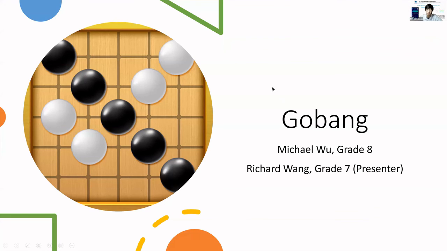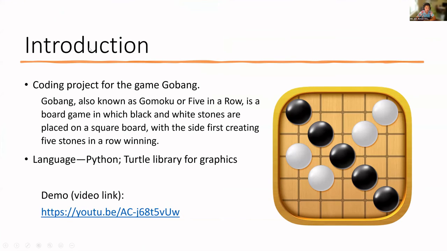Hello, my name is Richard Wong, and today I'll be presenting my project GoBank, which I made in collaboration with my friend Michael Wu, who's not here today, so I'll present it myself. So let me briefly go over my project.